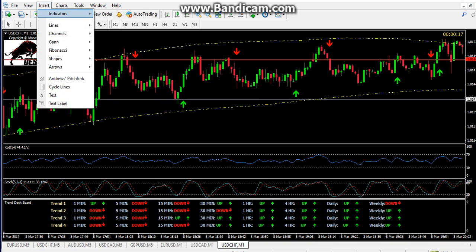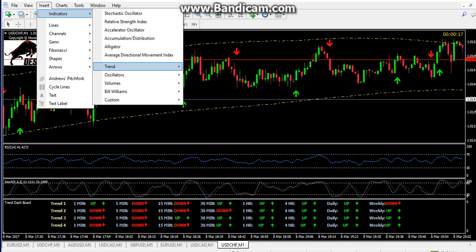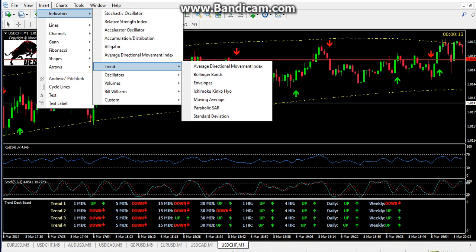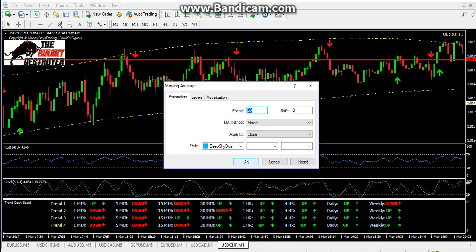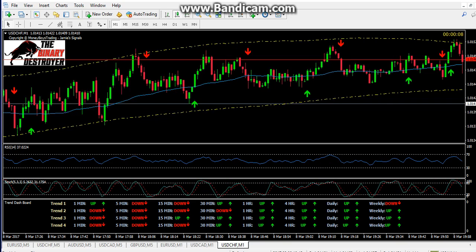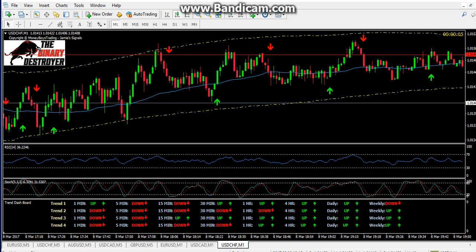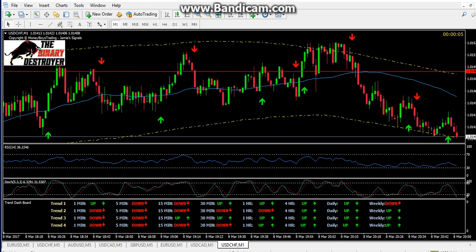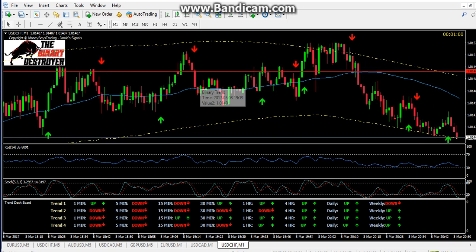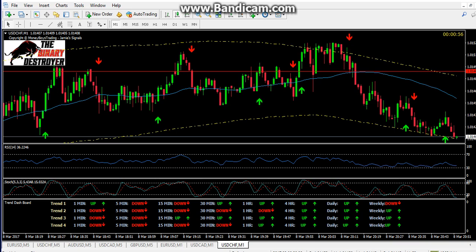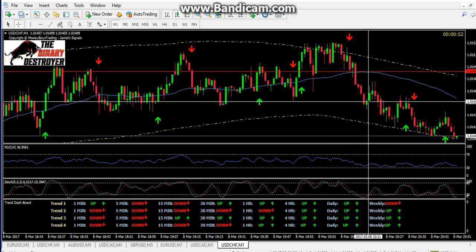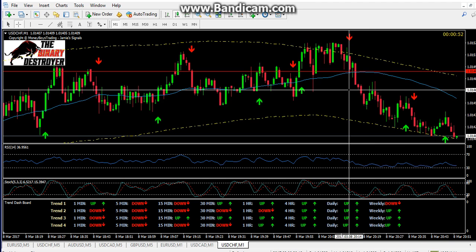What you can add to the indicator to help you determine a trend as well is a moving average. So we'll go 50 moving average. And you can see that we're in an uptrend. This is a little secret: if the price is above the 50 EMA, we're in an uptrend, and if the price is below the 50 EMA, we're in a downtrend. So here, you see how the price has crossed the 50 EMA? We're in a downtrend now.